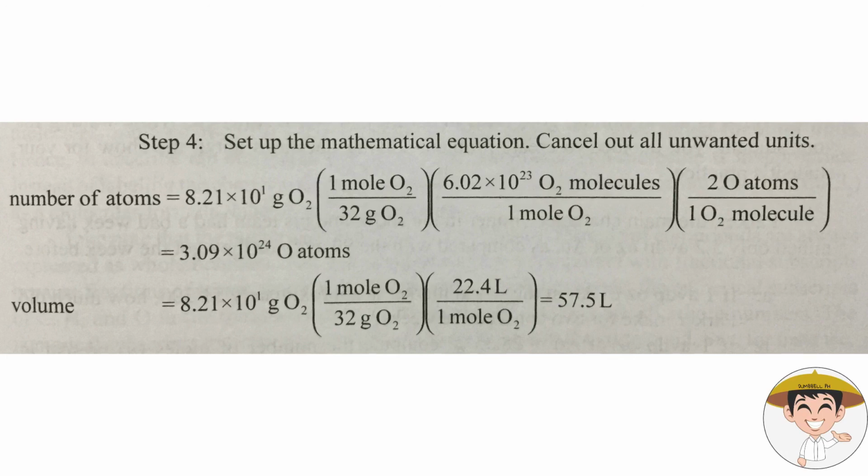Since the conversion factor we are going to use to get the volume is just the 22.4 liters per mole of oxygen gas, we use the mass first, then multiply with the molar mass so that the remaining unit is the mole. And then use the conversion factor that indicates the volume so that we can cancel out the mole. Now, we come up with the final answer of 57.5 liters. So, that's very easy. I hope you understand the following.